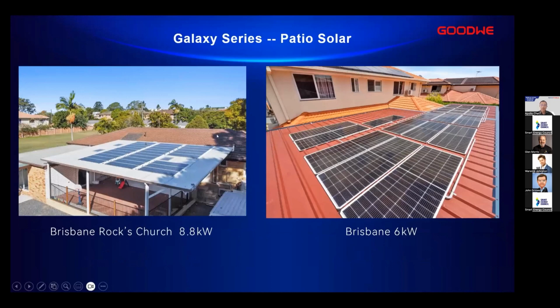Yep, here are some real installations in Australia. The first one is an installation for a patio roof at Brisbane Rocks Church. As you can see, the original tile roof had a leakage with the dark tiles, which they replaced later on. Because the owner feared water leakage after installing traditional panels, we gave him the solution to put them on the patio.